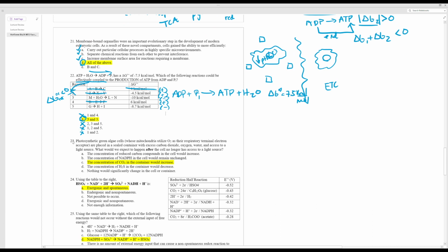Let's not talk about this one, 23, because photosynthesis is no longer on your exam. So we'll revisit it for midterm 3.